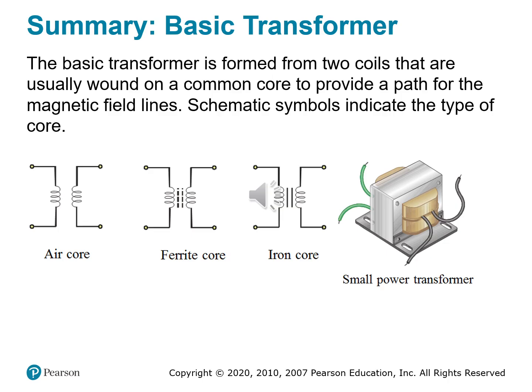Then you have the iron core transformers, most common for power applications. High magnetic permeability equals strong coupling. It's efficient at low frequencies like 50 to 60 hertz power systems. And to the right, we see a small power transformer, the kind you might find in a wall adapter or an audio amplifier.